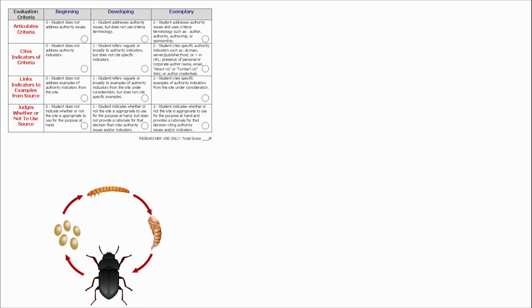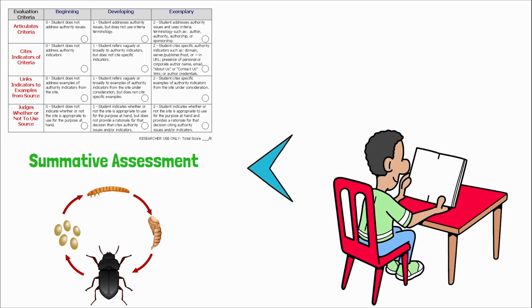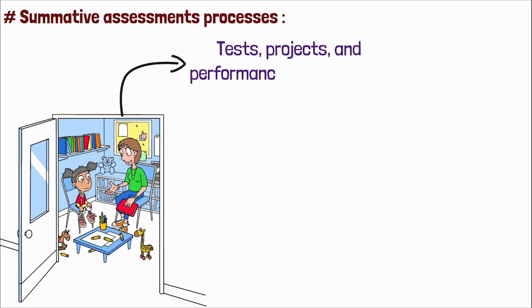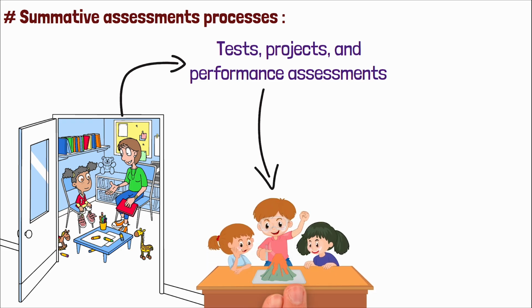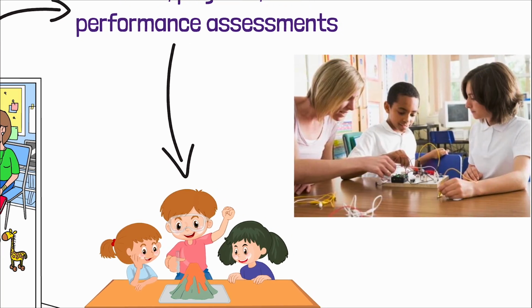Similarly, using rubrics to evaluate students' sketches of mealworms' life cycles after months of observation is an example of summative assessment. This type of assessment measures student learning at the end of an instructional period and provides objective criteria for grading. Summative assessments provide evidence of student knowledge and understanding at the conclusion of a learning cycle. These assessments can take various forms, including tests, projects, and performance assessments. Performance assessments are particularly valuable as they can measure student understanding of several learning targets and require students to apply their knowledge in real-world contexts.